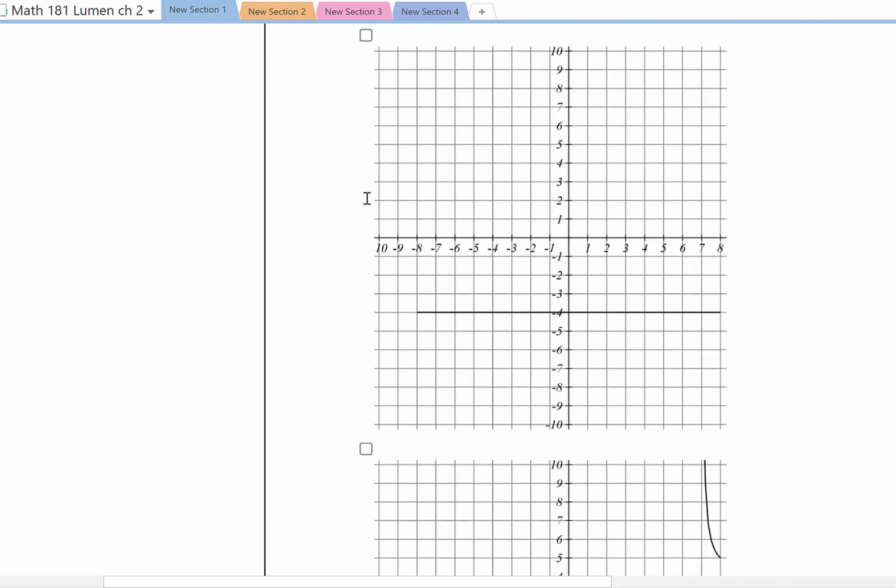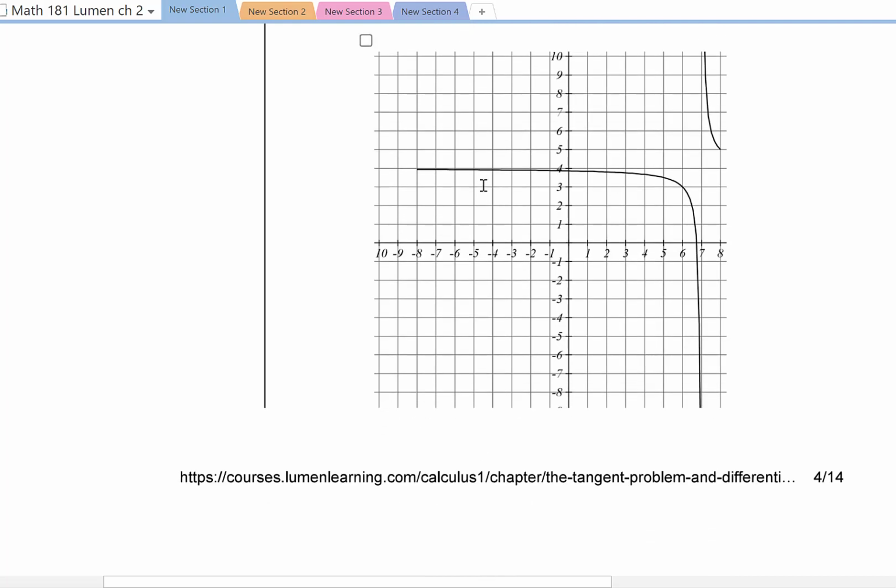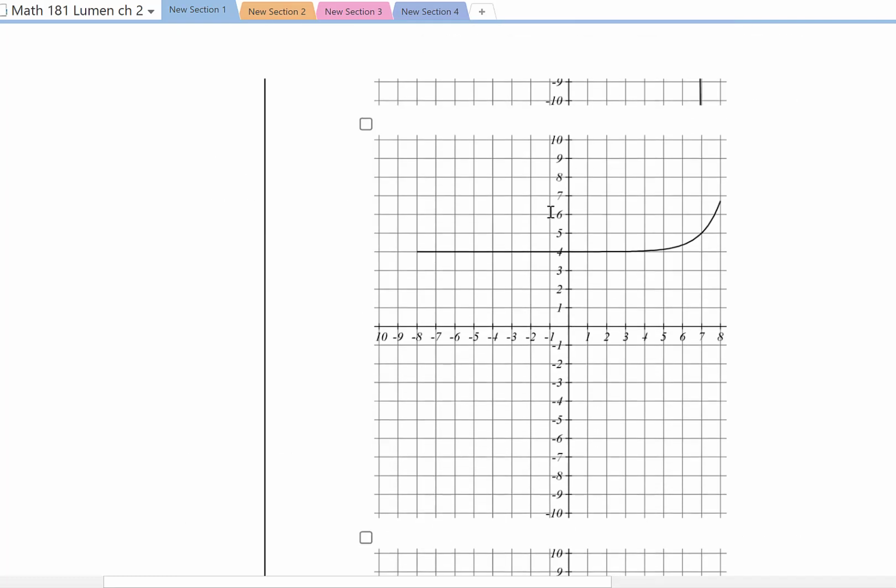Now, if we look at one of the questions you see here in the homework, which of the following has a constant rate of change over the entire domain? So this one is a horizontal line, so that one has constant rate of change. This one is going down, getting steeper, steeper, steeper, and coming from above. So this is not having a constant rate of change.